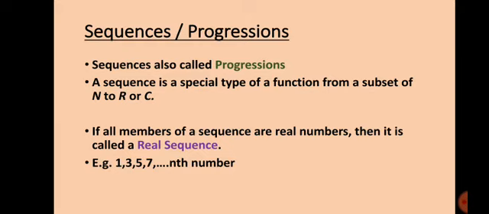For example, 1, 3, 5, 7 up to nth term is a sequence. Here, students, we are writing the odd numbers 1, then 3, then 5, then 7, and the next terms will be 9 and 11 and so on. So nth term means the number of observations. It may be 100, it may be 15, it may be 7, etc.